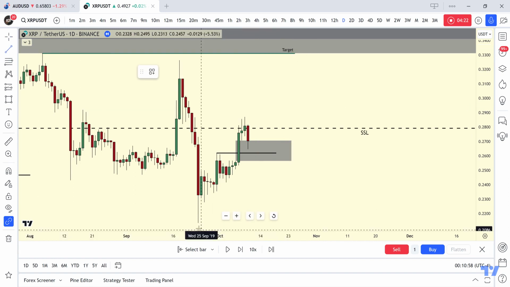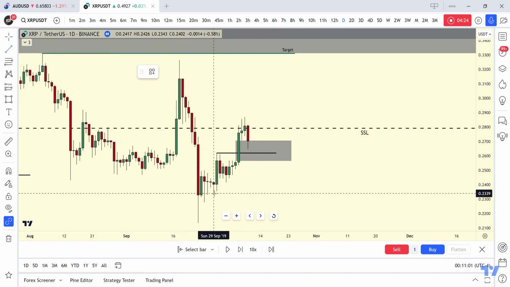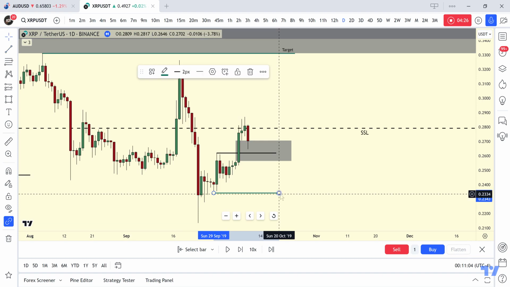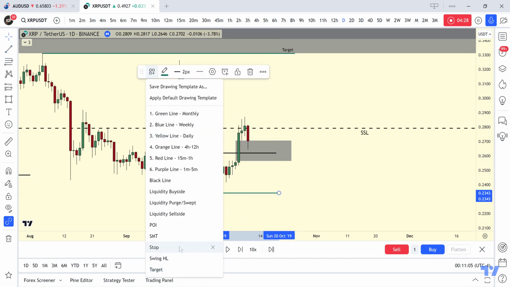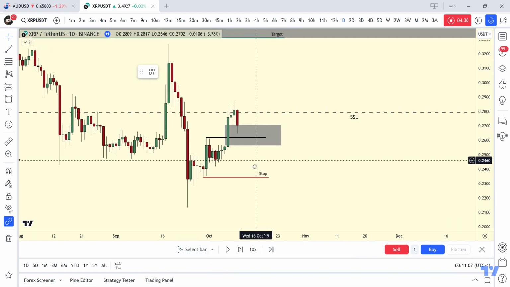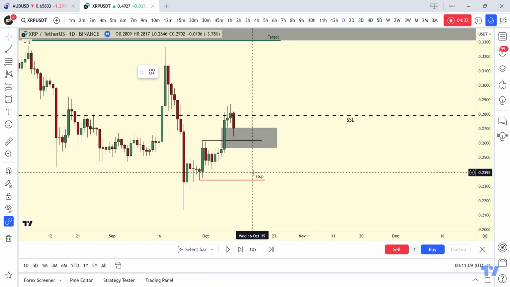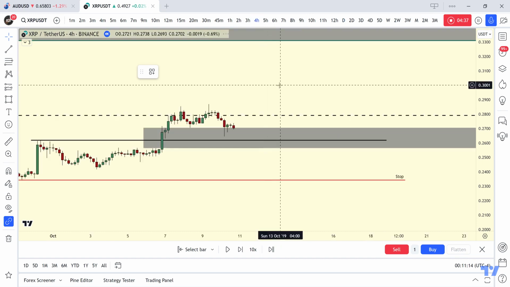Let's define our stop. I think this would be a safe stop here. Safer stop at the low. But we want to frame a higher probability trade. So let's go to the 4 hours. Hopefully we can get something there.